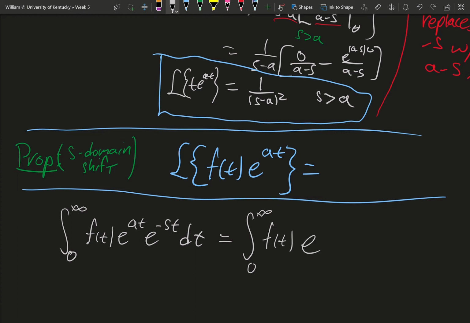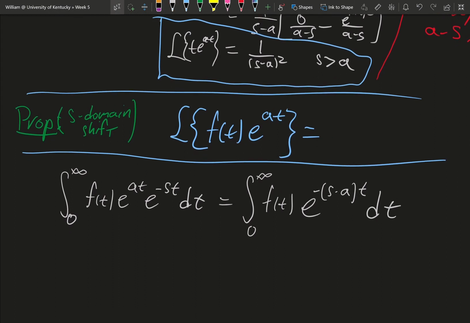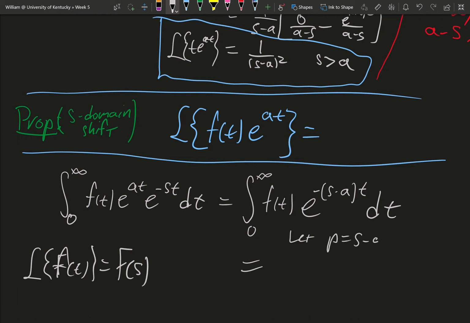And I'll combine them. This time I'm going to pull the negative out. So I'll do negative s minus a times t. And I would see now that, okay, let's say the Laplace transform of f of t, again, is negative f of s. So if I say let p equal s minus a, then this thing is going to be the same from 0 to infinity of f of t, e to the negative p times t dt.